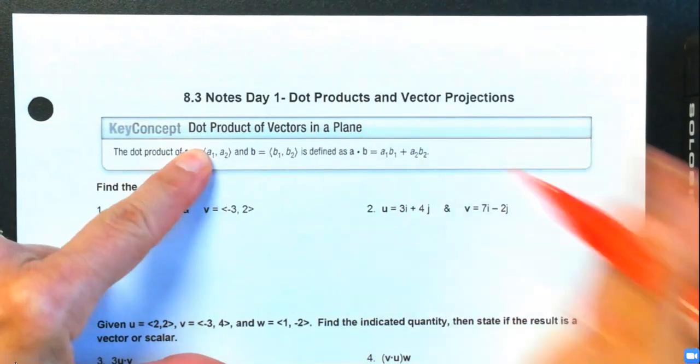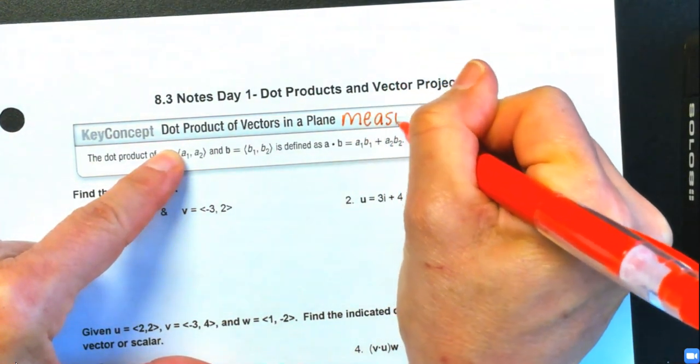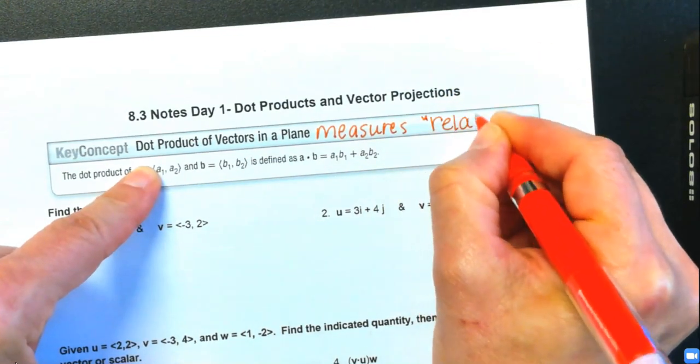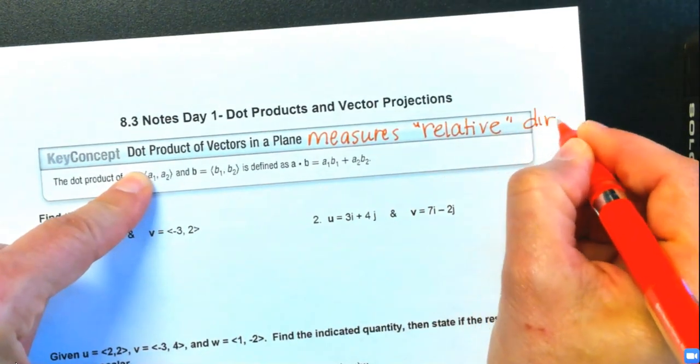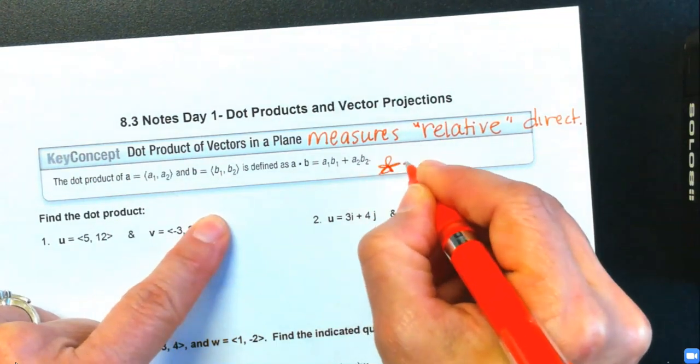All right, 8.3, day 1, dot products and vector projections. Please remember that dot products measure a relative direction, so it's going to be a single number.